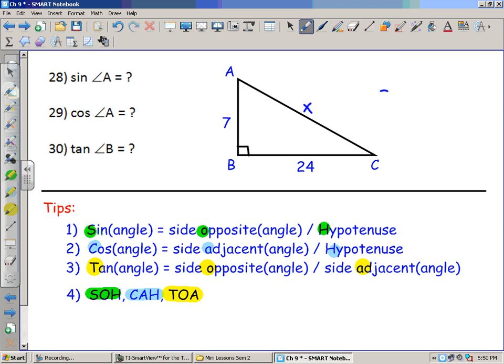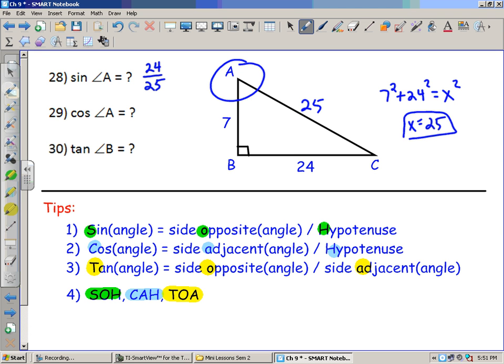So really quickly, I do the Pythagorean Theorem. And like I just showed you 2 slides ago, this is a triple in which x would be 25. I could solve it out, but I know I'm going to get 25. So therefore, when I find the sine of angle A, it's going to be opposite over hypotenuse, which is 24 over 25.